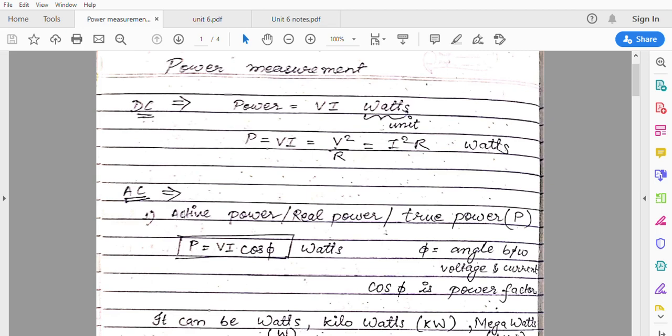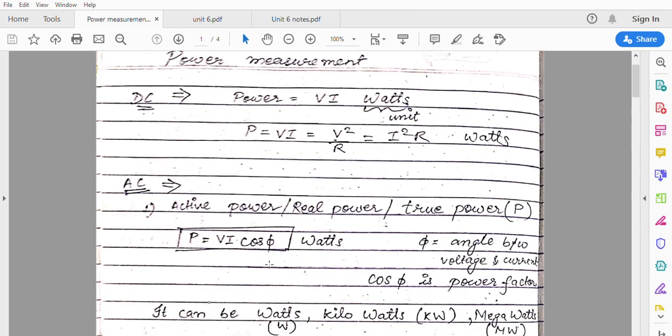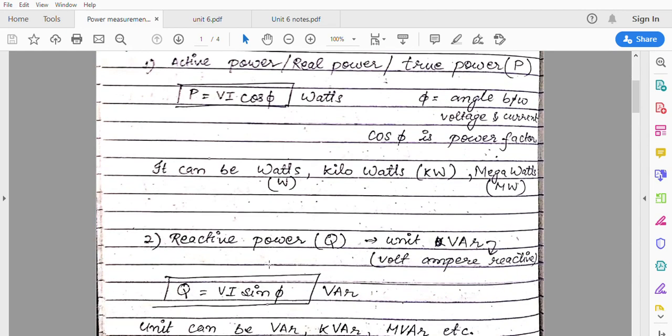The first one is active power, or real power, or true power, which was denoted as capital P. This capital P is given as V into I into cos phi, where V is the RMS voltage, I is the RMS current, phi is the angle between the voltage and current, and cos phi is the power factor. The unit of this power is watts. It can also be in kilowatts or megawatts. So this is what active power was.